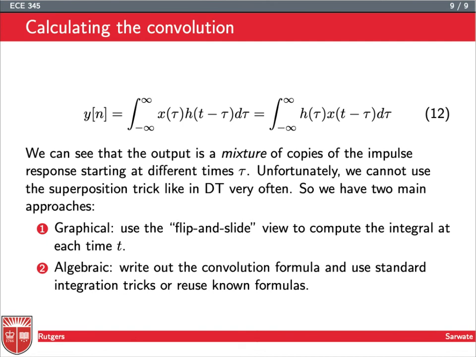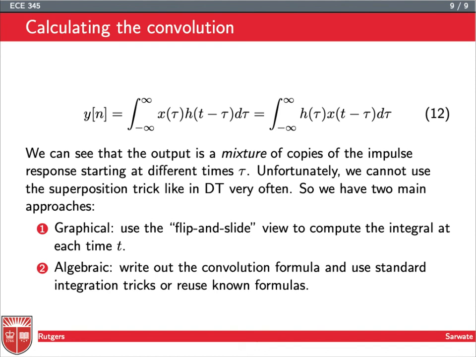So if the output of our system is y of t, then we can compute it either using x star h or h star x. Maybe one of these is easier to compute algebraically than the other, but the thing to really look at is to interpret this formula. We can see this h of t minus tau is just a delayed copy of h of t. It's delayed by tau, and we multiply it by a weight, x of tau.